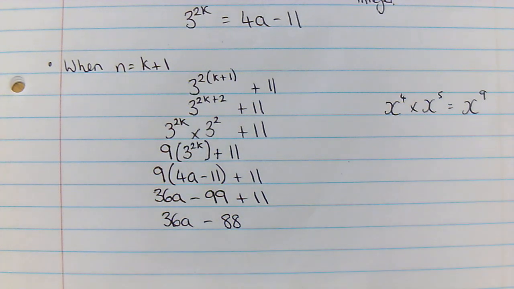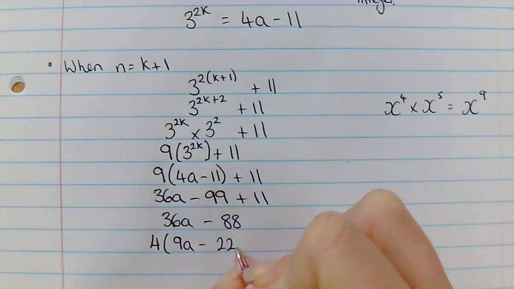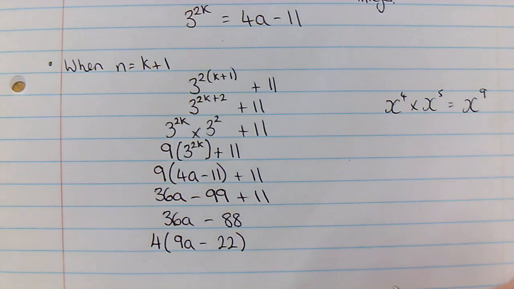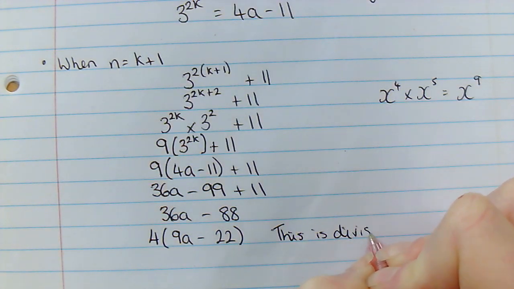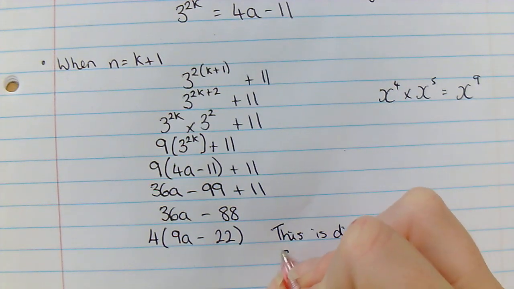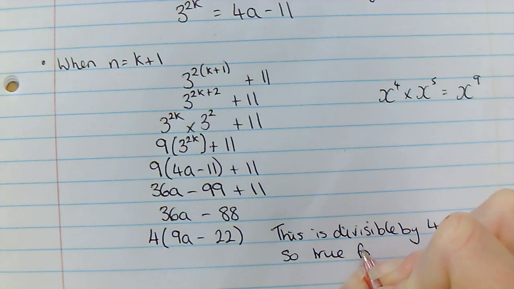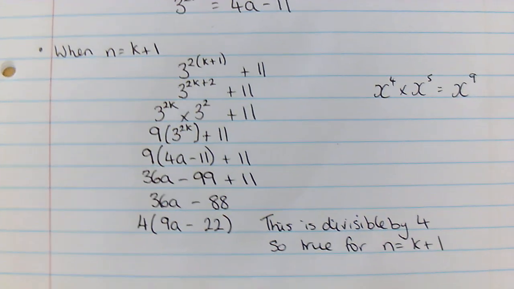Okay, so expanding out the brackets, we get 36a minus 99 plus 11, which is 36a minus 88. And hopefully you can see, remember we need to show this is divisible by 4. Well, hopefully you can see 4 is a factor of both of those. So we take the 4 outside to show that 4 goes in, giving us 9a minus 22 inside the bracket. So this is divisible by 4. So true for n equals k plus 1.